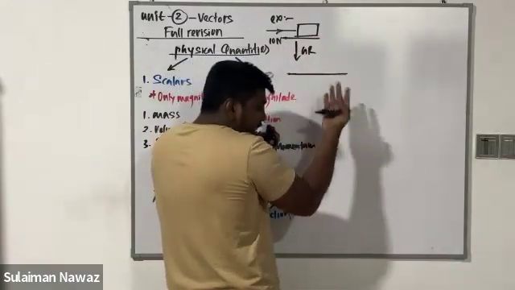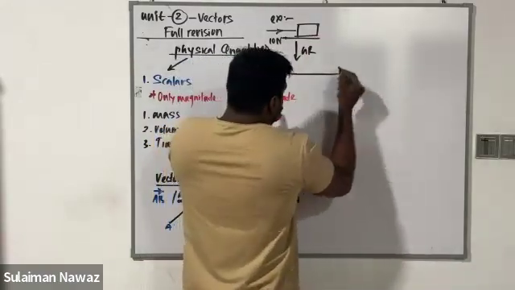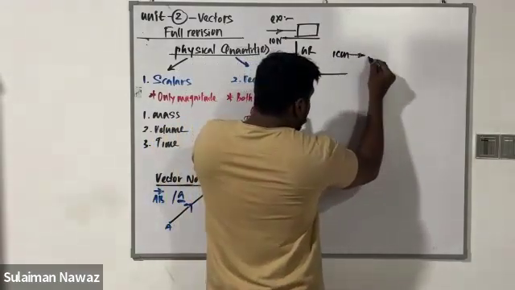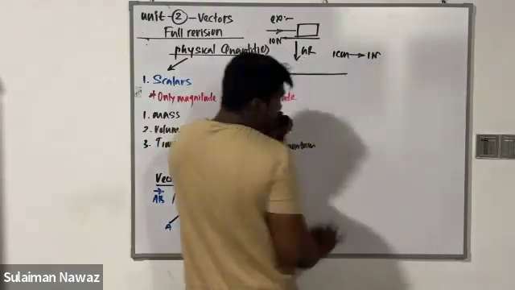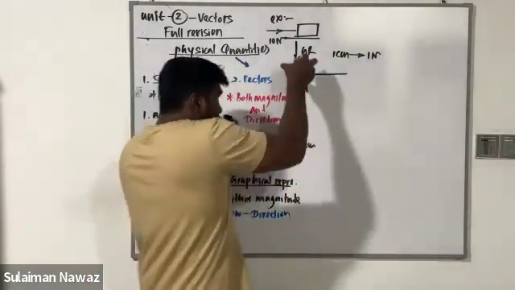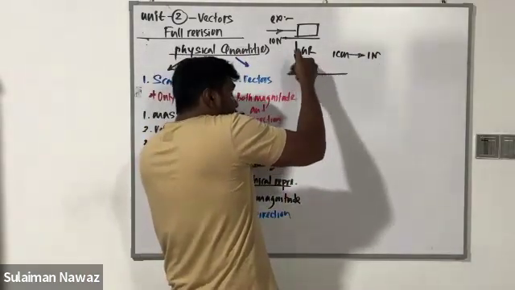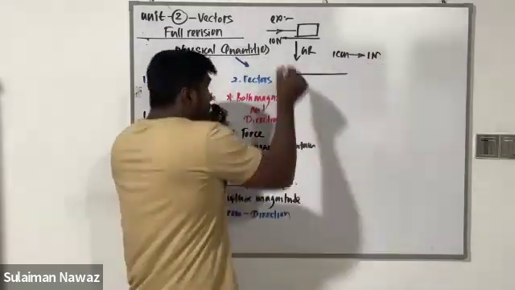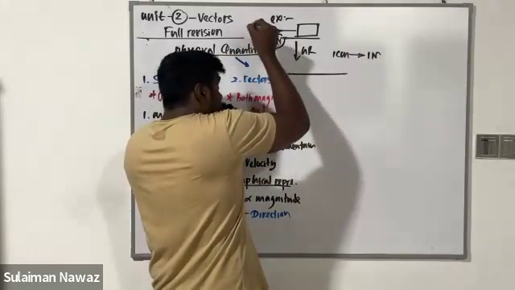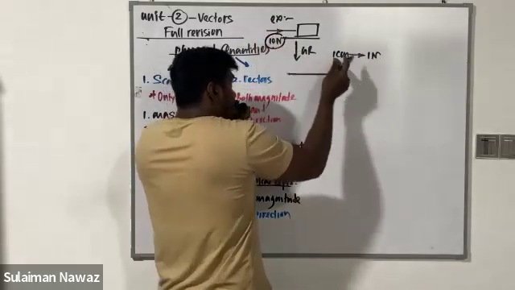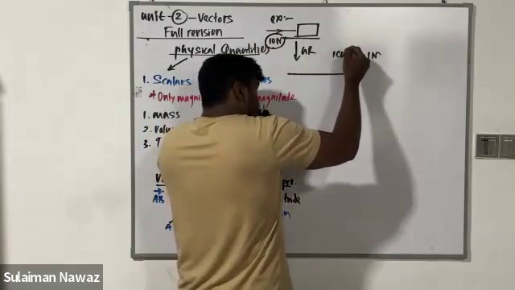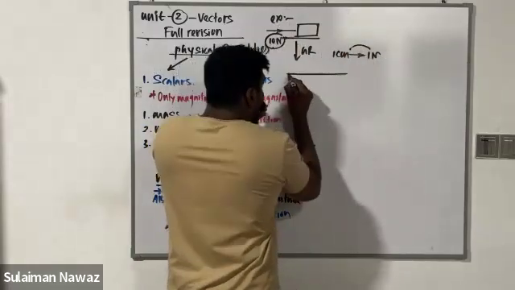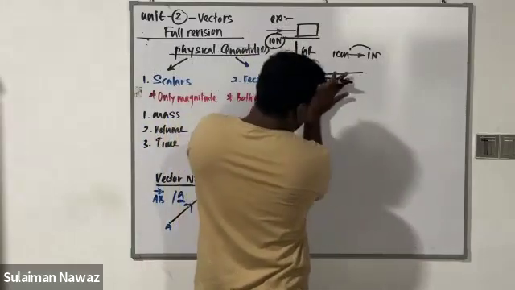Then you go with a scale. You can define 1 centimeter to represent, let's say, 1 Newton force. The length of 1 centimeter represents a magnitude of 1 Newton. Then how am I going to represent this 10 Newton? If 1 centimeter is equivalent to 1 Newton, then to represent 10 Newton, I should draw a line segment of length 10 centimeter.